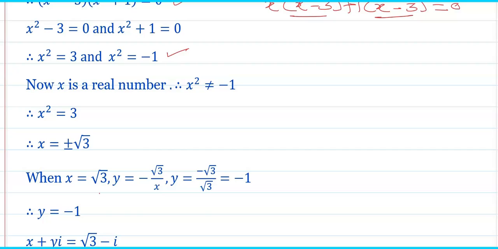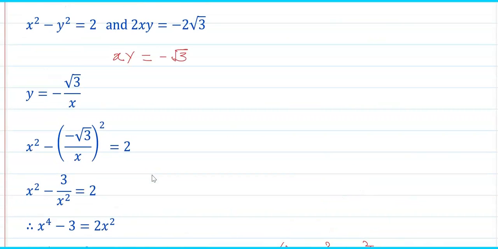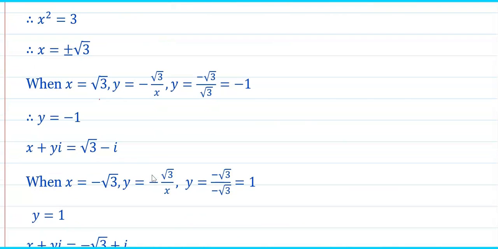But what is y equal to? y is equal to minus root 3 upon x. Substitute the value of this x. It's minus root 3 upon root 3, which gets cancelled, you will get y is equal to minus 1. Therefore the first root, what is the first root? x is root 3, x plus iy. x is root 3 and y is minus 1 means minus i, and it is given here.